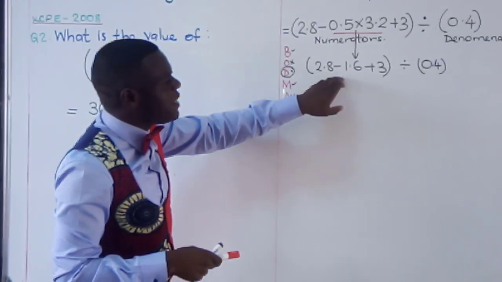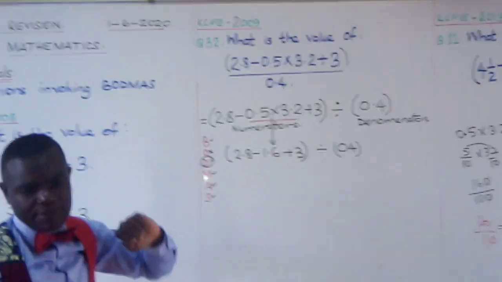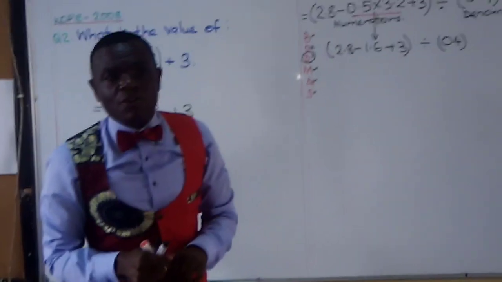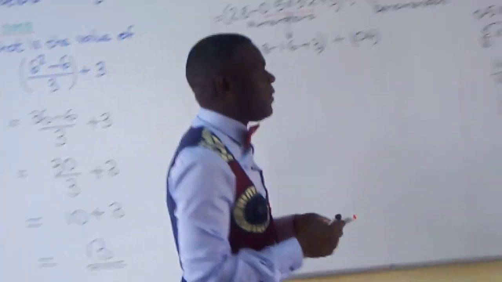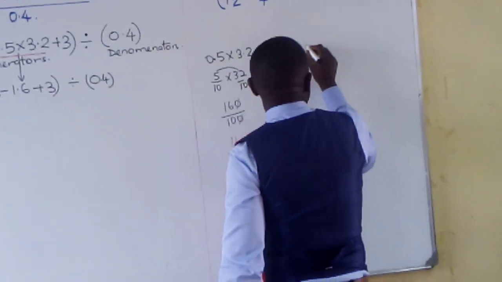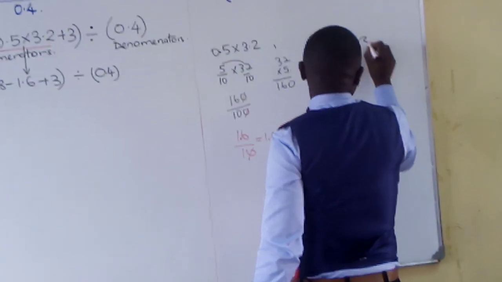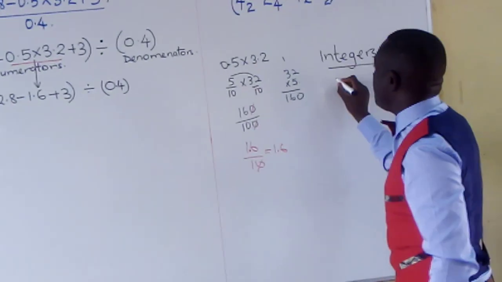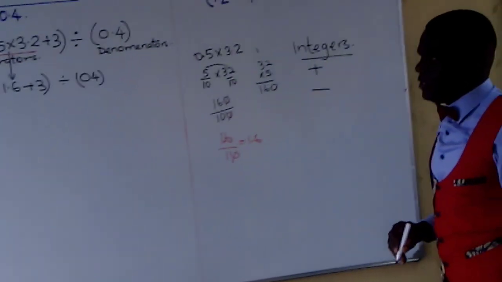The arrangement of the signs, minus and plus, you will learn in Form 1. They are called integers. Can I write the word integers here? In Form 1, they are called integers. We have a positive integer and a negative integer.